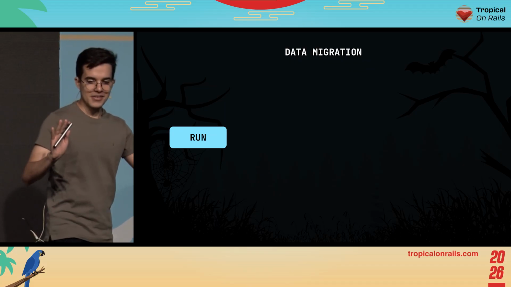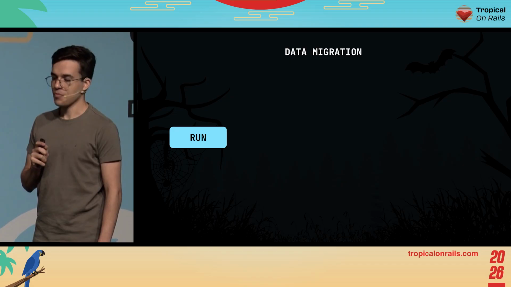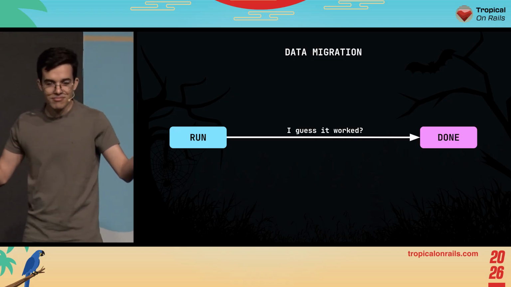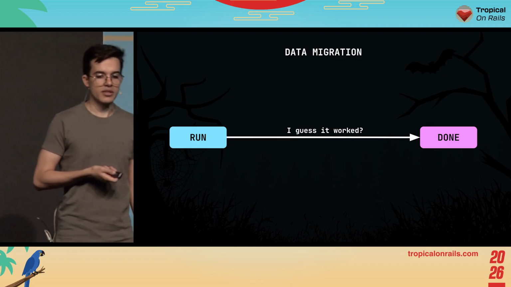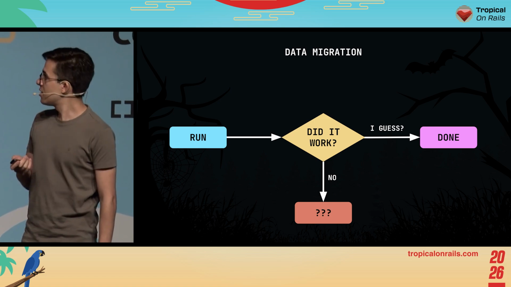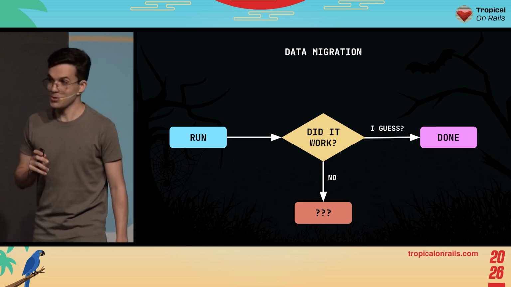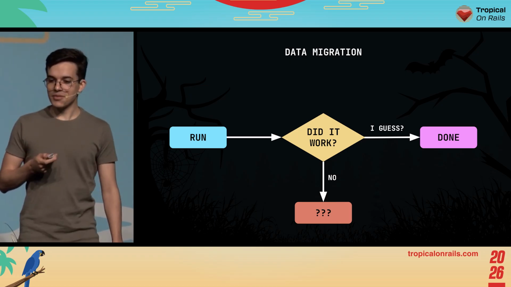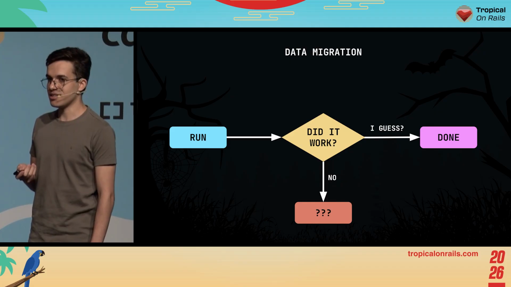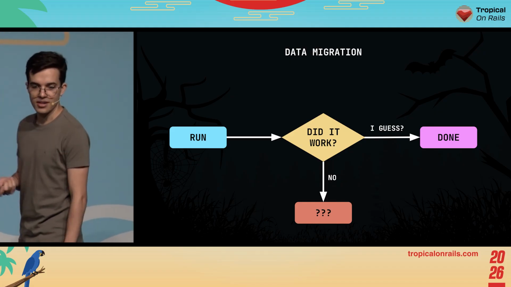Now hear me out, I know. Because I think this is where data migrations shine. With normal data migrations, you just run them, and I guess you just hope it works. But what happens if it doesn't work? What if an error is raised? What happens with your data? Is it in the right shape? Is it half migrated? You don't know.